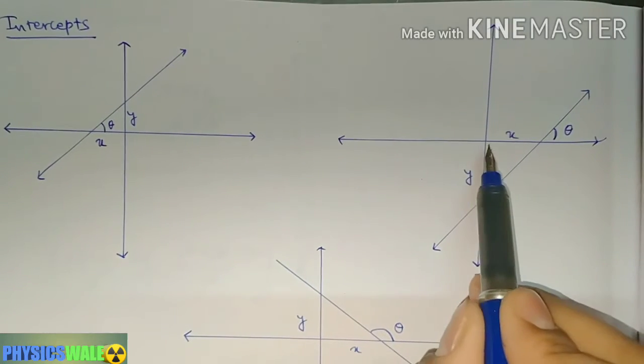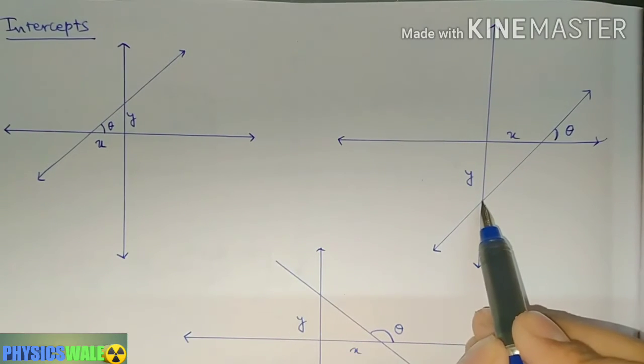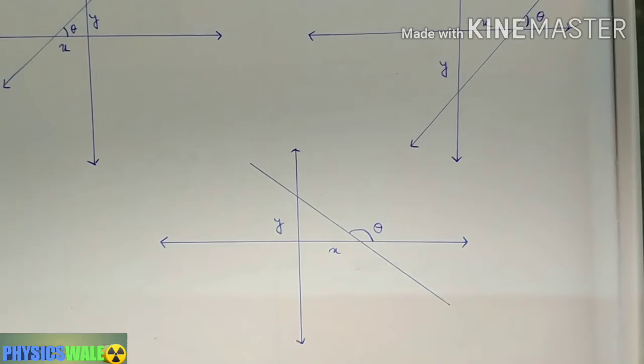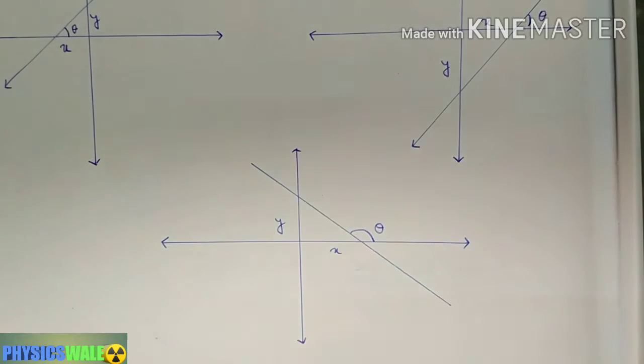In this line, the x-intercept is positive while the y-intercept is negative. In this figure, the x as well as the y-intercepts are positive.